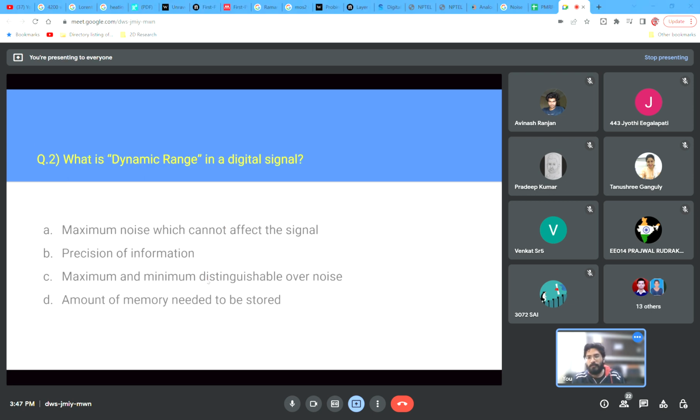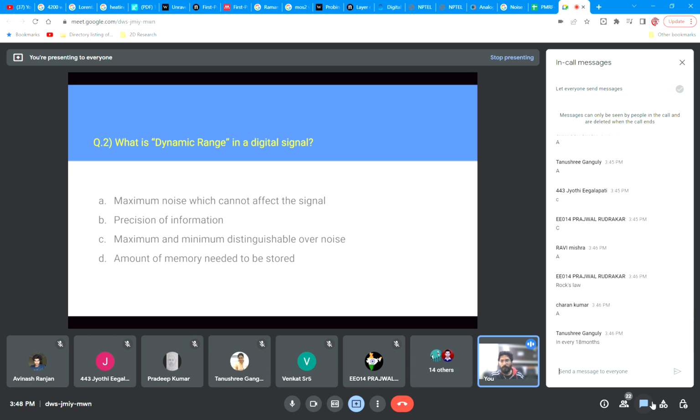Moving on. You can type an answer for this question. What is dynamic range in a digital signal? Is it the maximum noise which cannot affect the signal, or is it the precision of the information that we can denote using the number system in a digital signal? Is it the maximum and minimum distinguishable signal that is over the noise floor, or is it the amount of memory needed to store this signal? You guys didn't tell me your favorite laptops, so you can tell me the answer for this question.